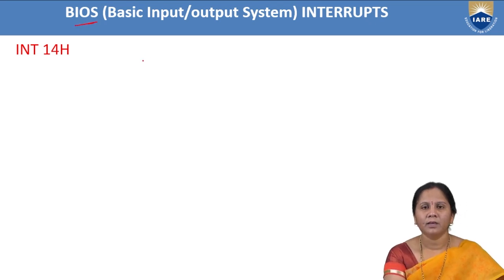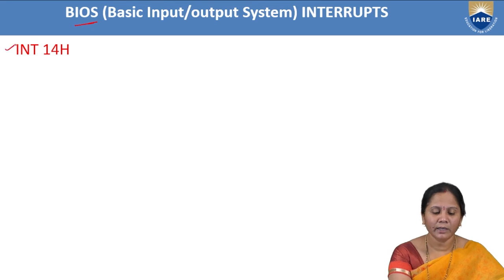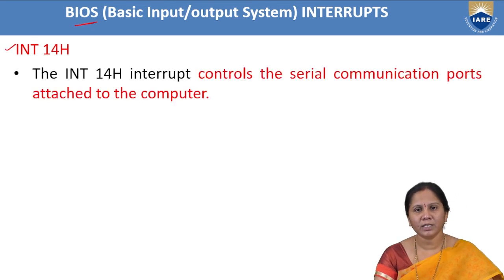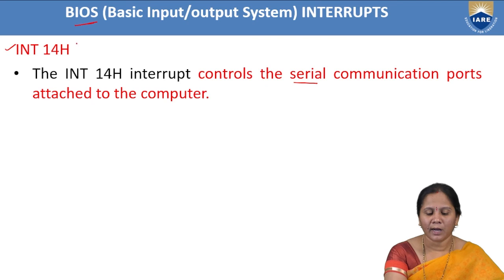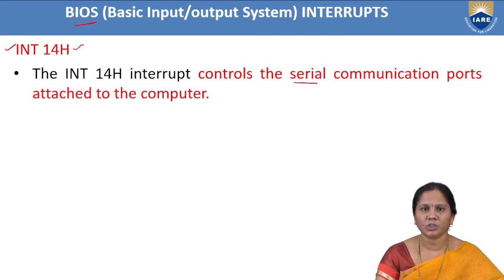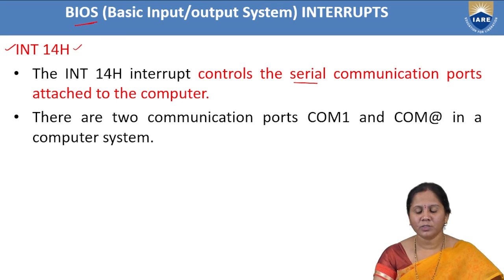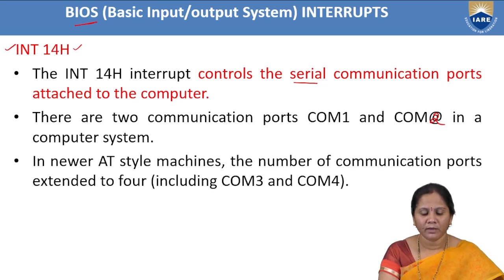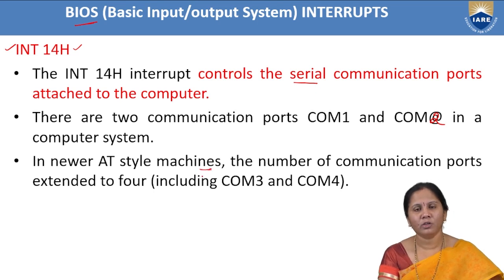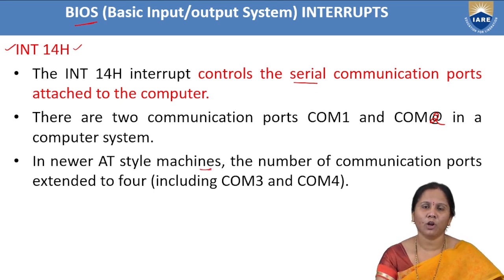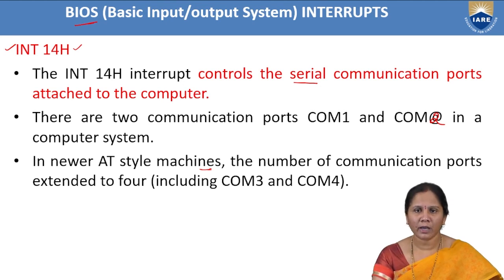And the next BIOS interrupt is INT14H. When this INT14H instruction is executed, it is going to control the serial communication ports attached to the computer. In order to control the serial communication ports, the INT14H interrupt instruction should be executed. Generally, there are two communication ports, COM1 and COM2, in a computer system. But in newer machines, there are also additional communication ports along with 1 and 2. We can also have 3 and 4.